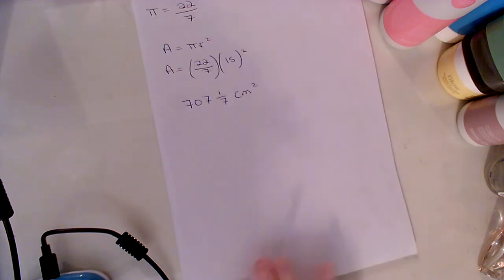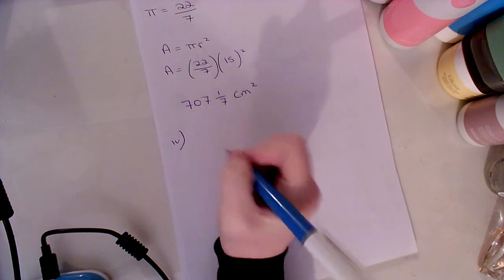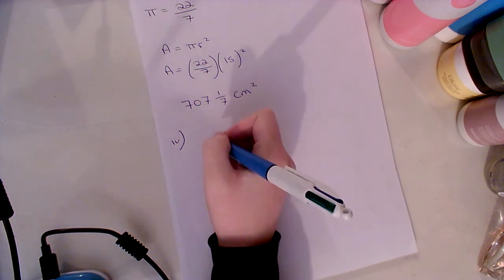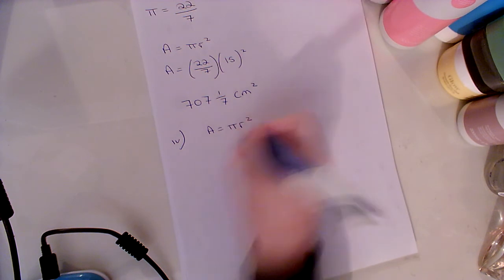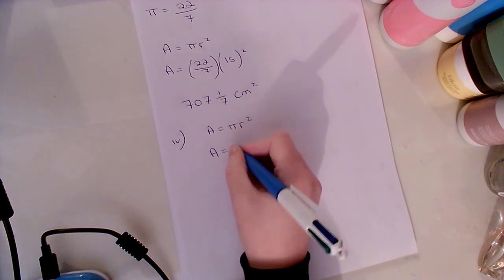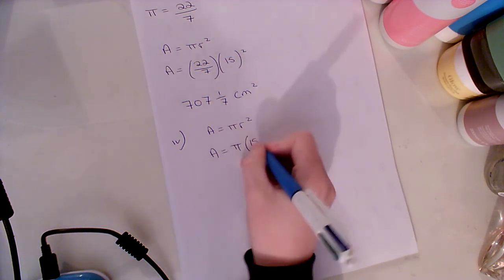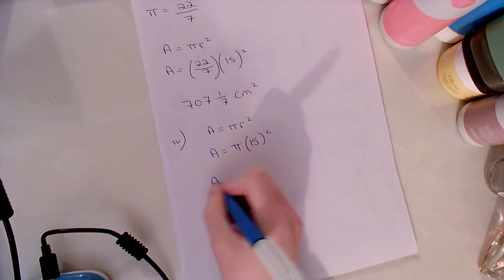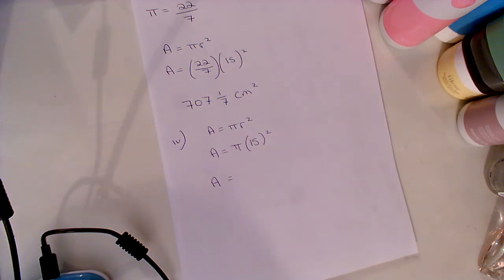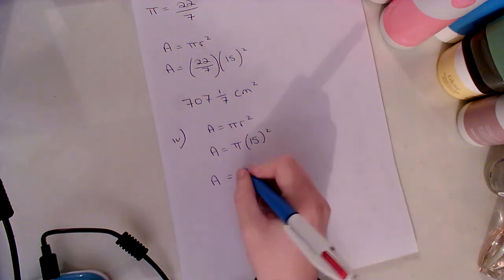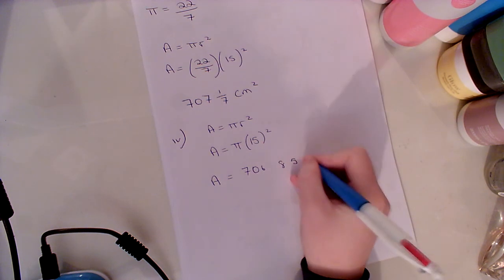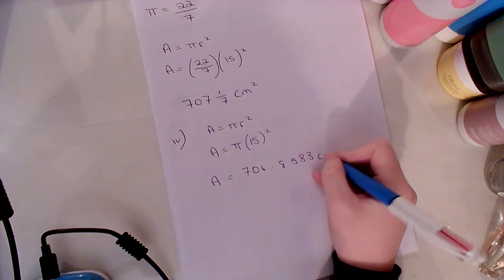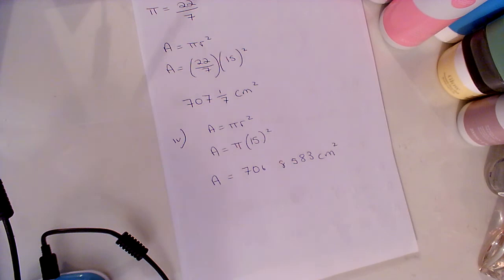And then finally part 4 says use the pi button on your calculator. So I have area is equal to pi r squared. My area is equal to, I press the pi button on my calculator, 15 squared. Area then is equal to, on that version, 706.8583 and so on centimeters squared.